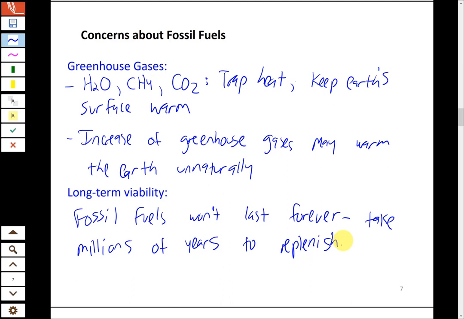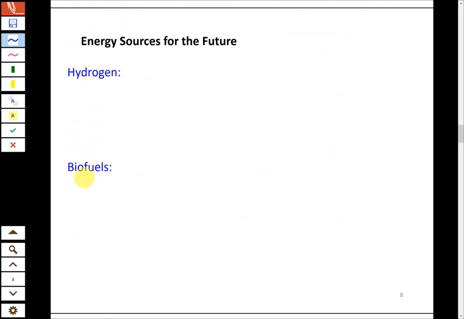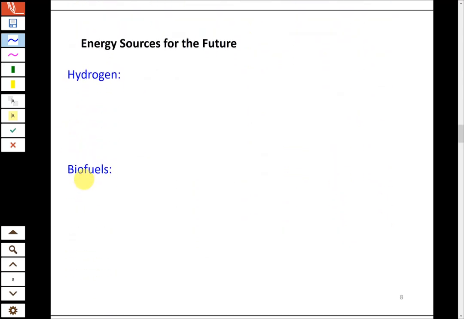So that leads us into the last part of this, which is what are some possible energy sources for the future? There's a lot of considerations that go into deciding, well, okay, if we can't use petroleum and coal anymore, what should we use instead? And there's a lot of factors that go into that, cost being of course a big one, but other chemistry related things on top of that. So one that's talked about a lot is hydrogen as a fuel for the future.